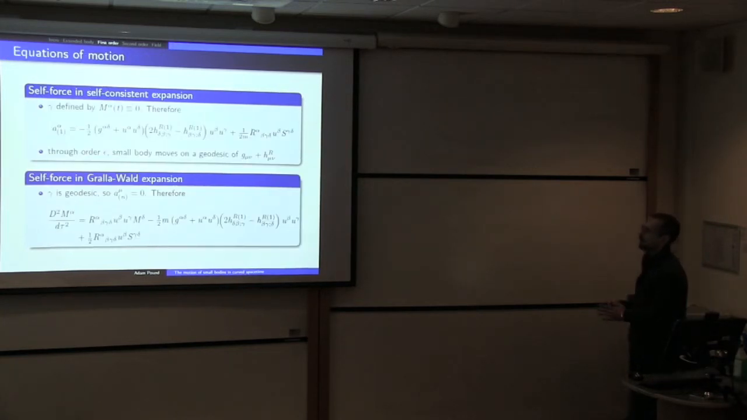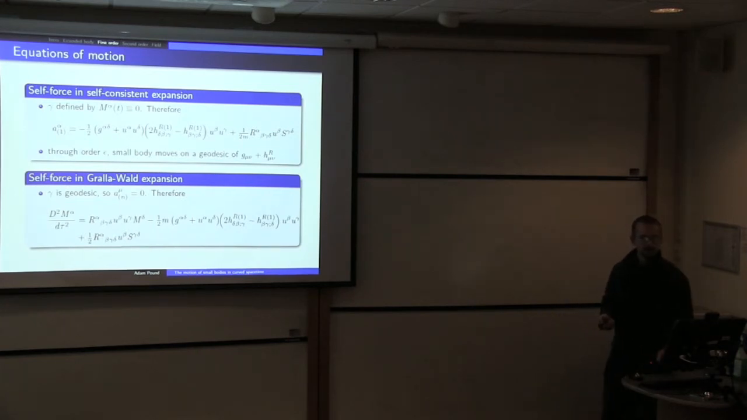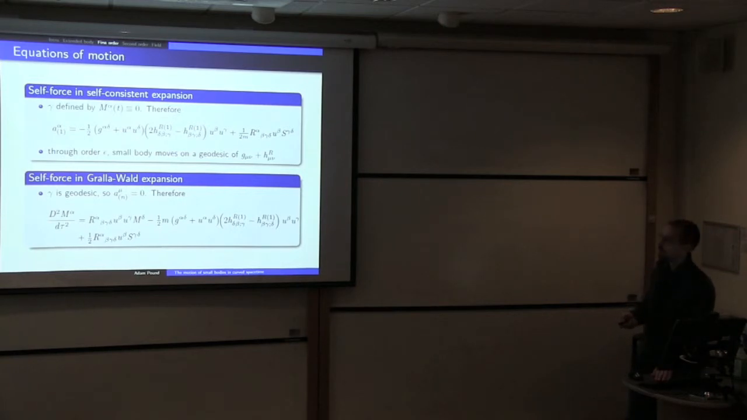Now the equation of motion you get depends on whether you're working in the self-consistent case or the Gralla-Wald case. So in the self-consistent case, I'm going to define the world line to be the world line of the object by setting that mass dipole to 0. So then I get an equation for the leading order piece of the acceleration. And if you ignore the spin term, you can actually rewrite this equation as the geodesic equation in the effective spacetime g plus h^R. So this returns us to the Detweiler-Whiting interpretation of the Mino-Sasaki-Tanaka-Quinn-Wald results.